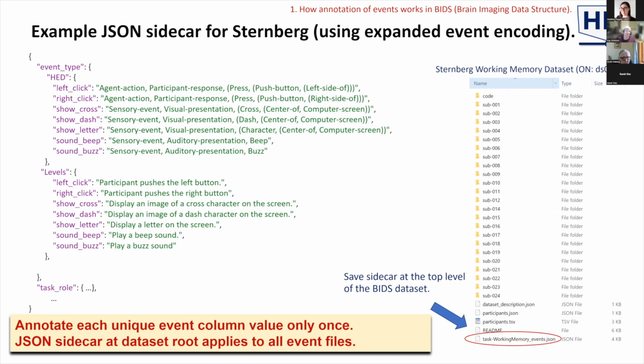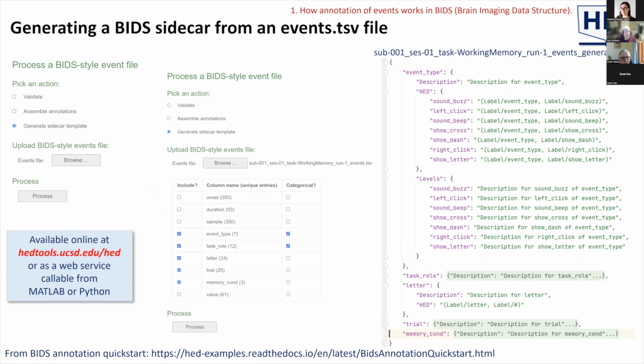Now, you might be wondering at this point, okay, I now have to write code to find the unique values in my event files, but actually you don't, because we have tools for that. There are some online tools available at hedtools.ucsd.edu/hed. And they make the setup of the JSON annotations a lot easier. So if you go there and select the events option, you'll see a menu like this in the online tools, and there are some actions you can pick.